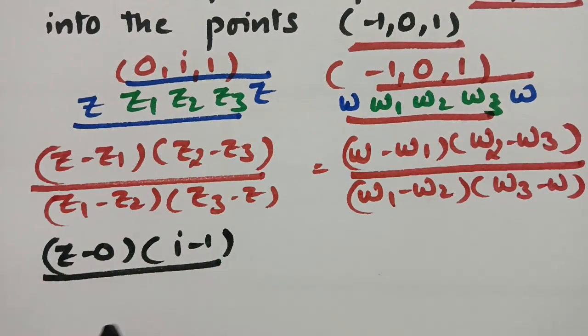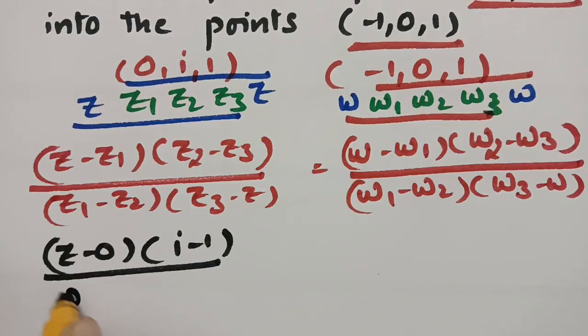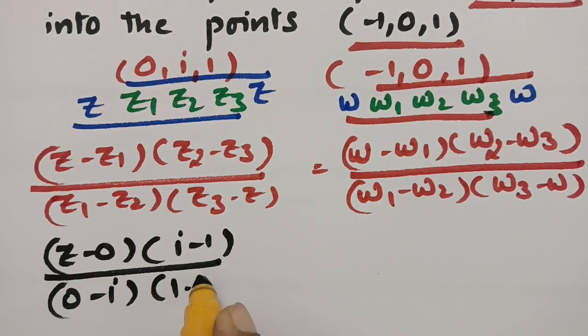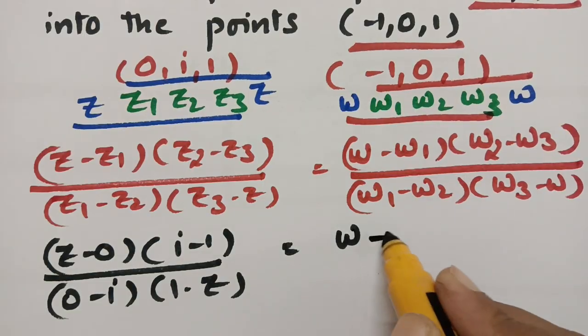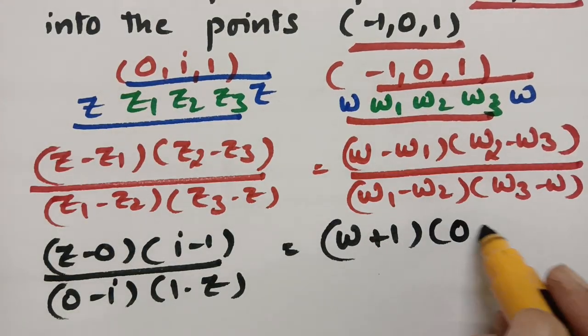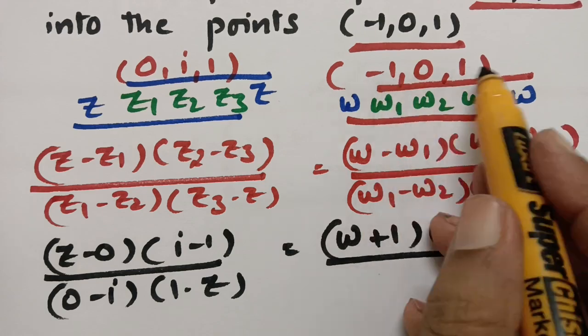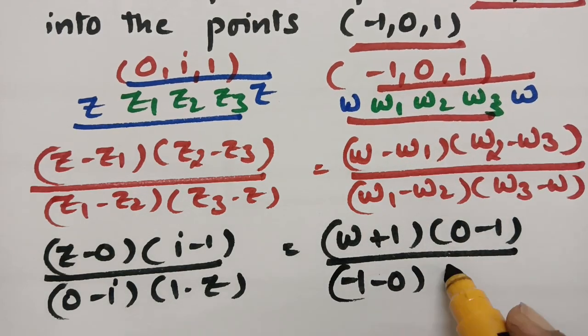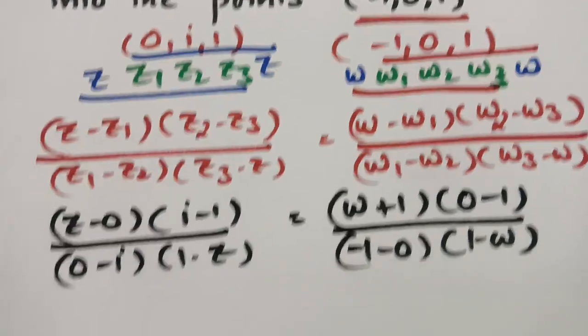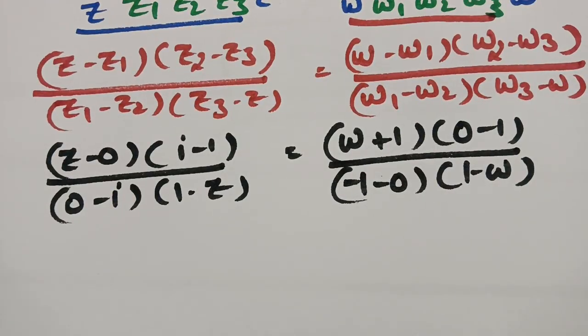And here the next 4 points, that is 0 minus i, and this is 1 minus z. So here also, that is w minus (minus 1)... plus 1, and this is 0 minus 1. And here the 4 points, that is minus 1 minus 0, and this is 1 minus w. And now we have to arrange z at one place and w at one place.